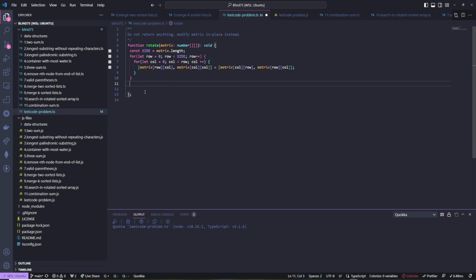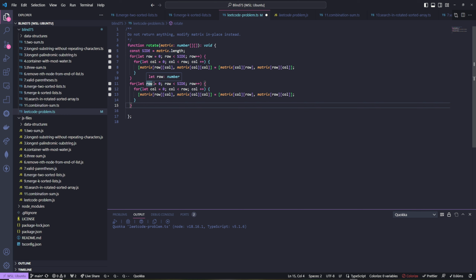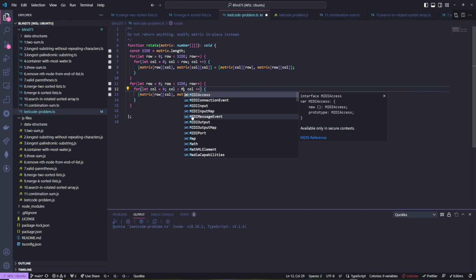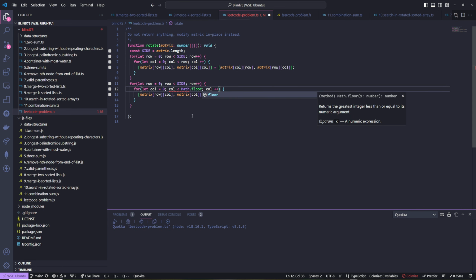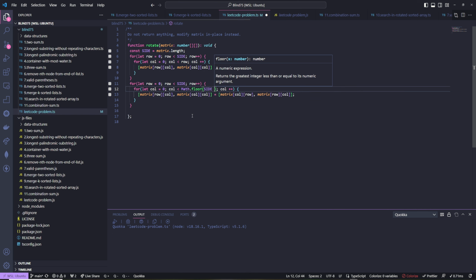Now we need one more of these, and this is going to be swapping the left and the right. We just need to change this parameter. Remember, this needs to be half the column, so we're just going to floor it here: Math.floor side over 2. And then we are no longer swapping row column. Actually, this is a mistake. This should be column row.